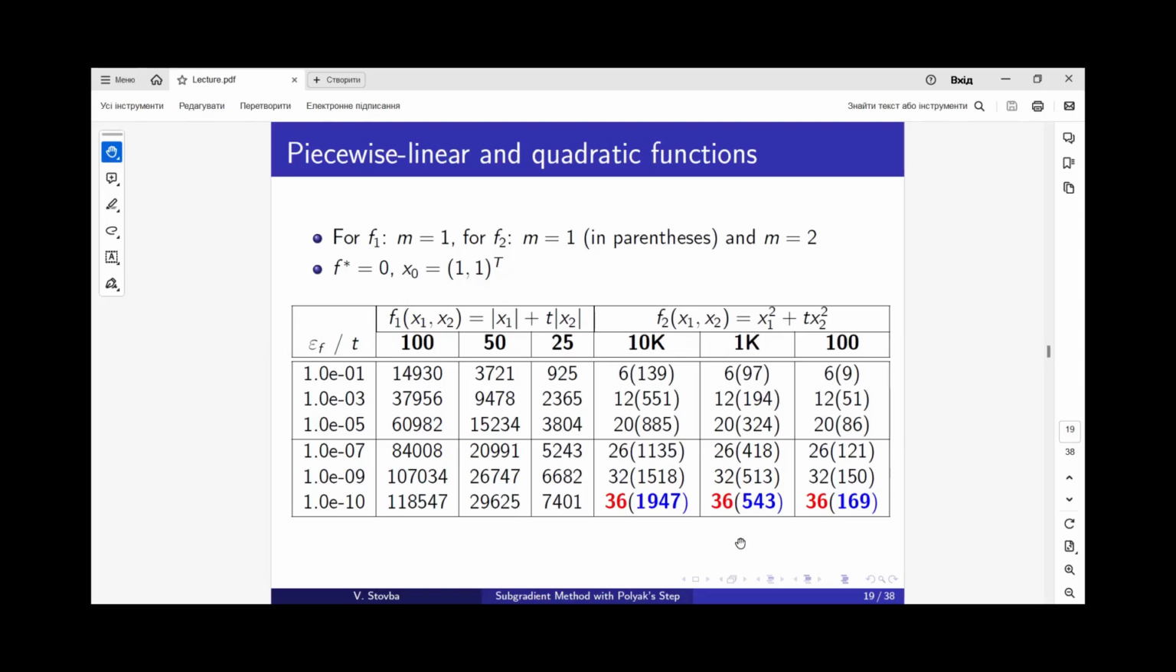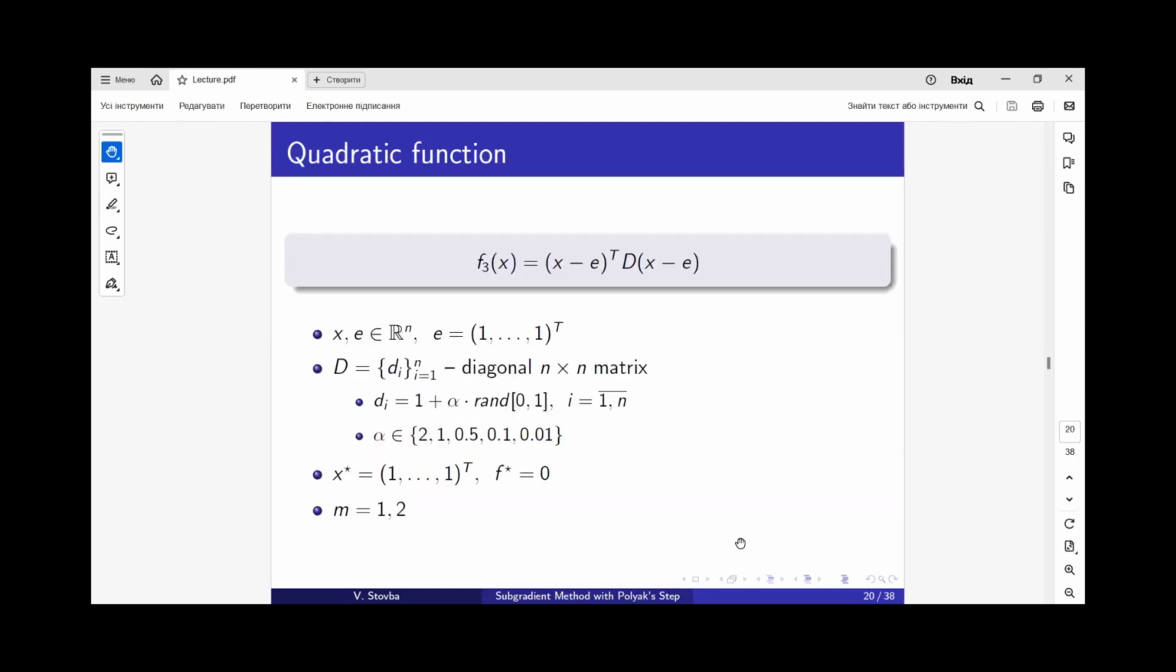This function is strongly convex, and it's stretched. Its contour lines are stretched strongly along the x2 axis. Here we take a look at the quadratic function, and the matrix D here is a diagonal matrix, and its diagonal elements are generated with this formula.